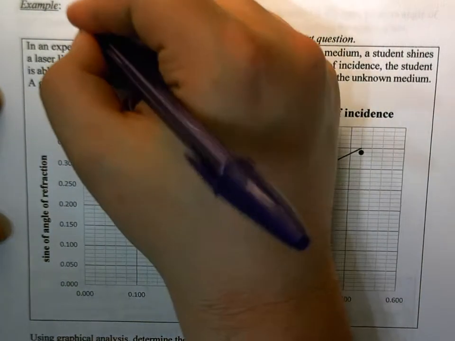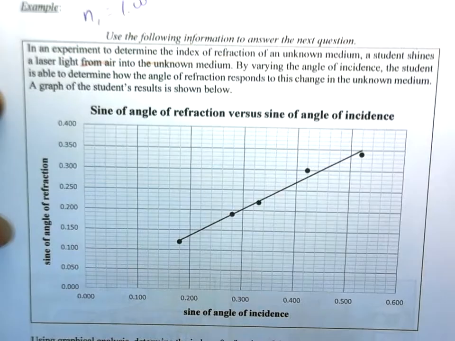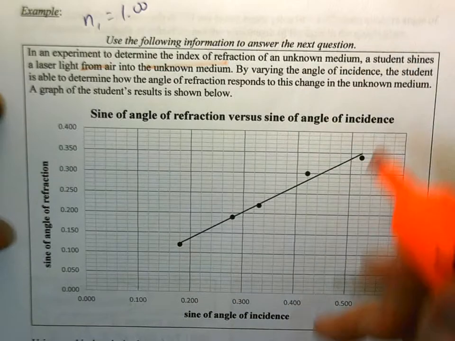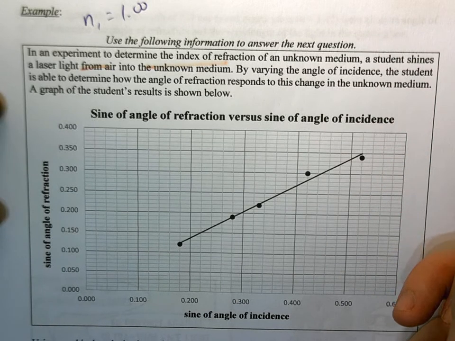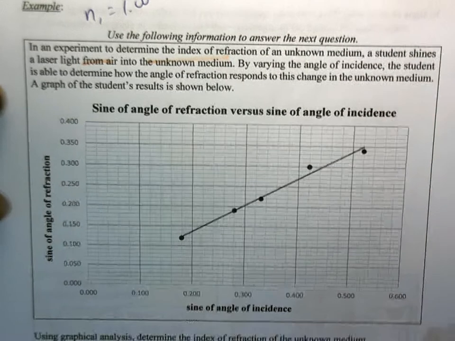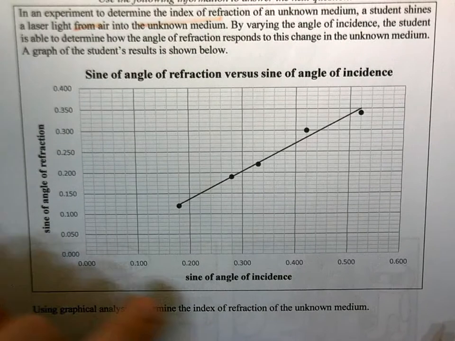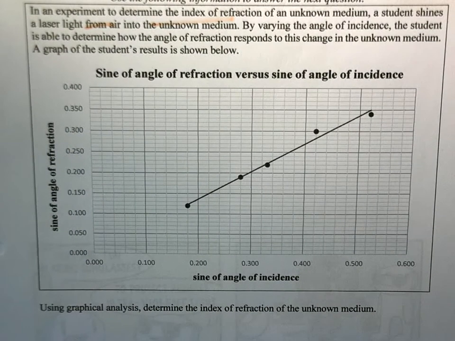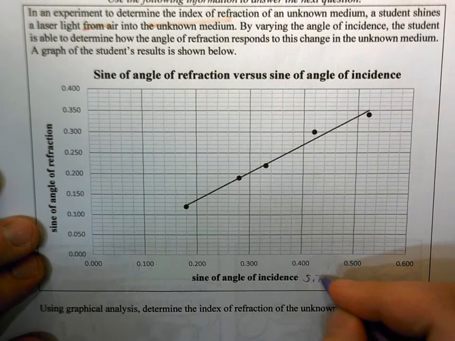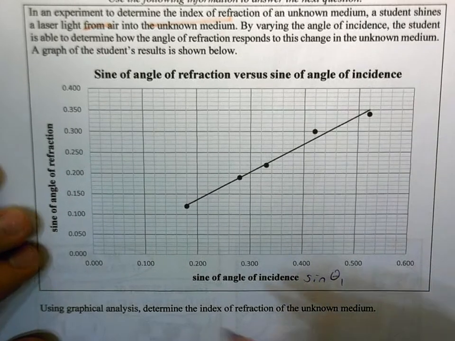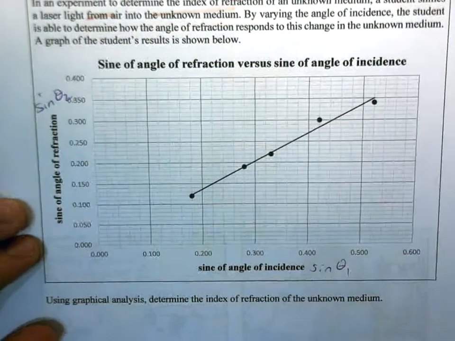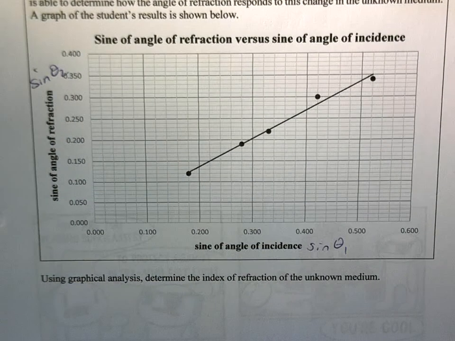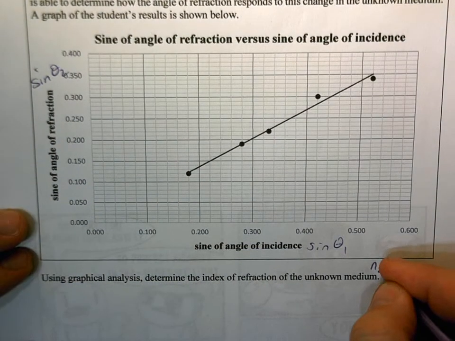So we know n1 is going to be 1. We don't know n2. By varying the angle of incidence, the student is able to determine how the angle of refraction responds to this change. So we have a graph of sine of angle of refraction versus sine of angle of incidence, with sine of theta 1 and sine of theta 2 on the axes. Using graphical analysis, we'd like to find the index of refraction of the second medium. So we're looking for n2.